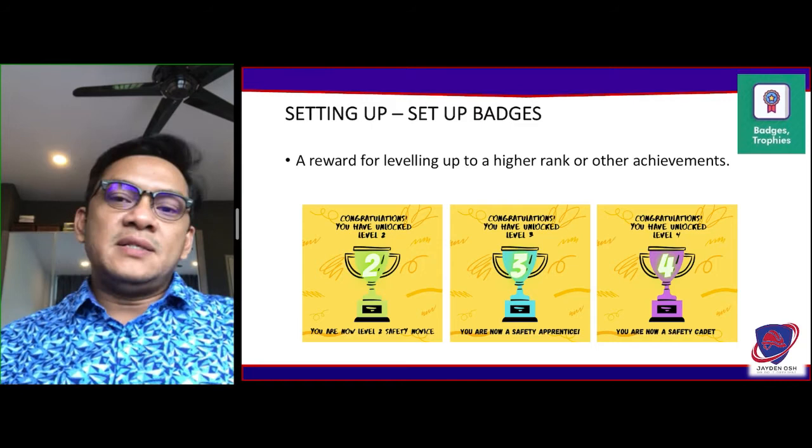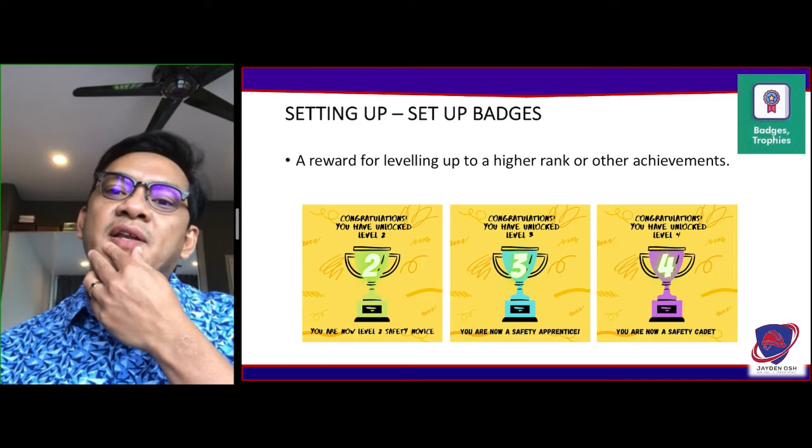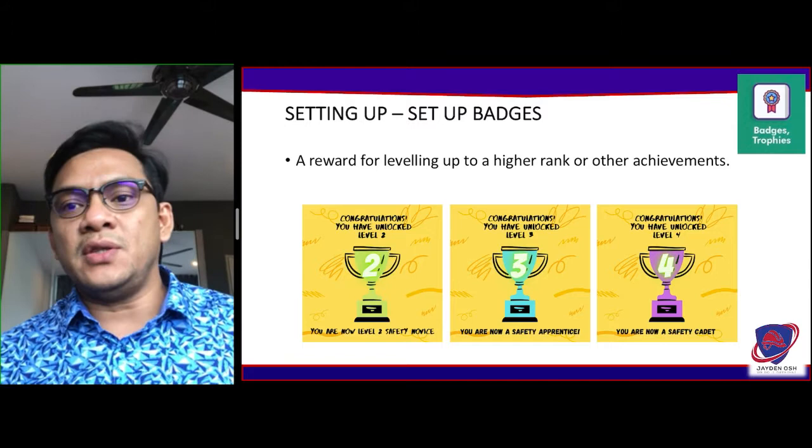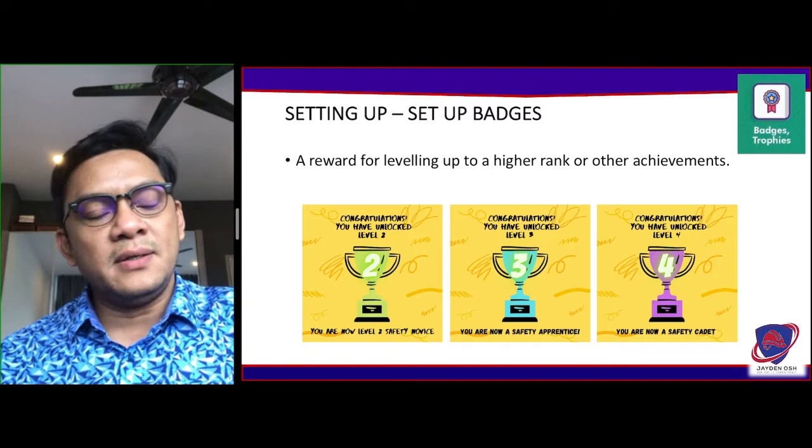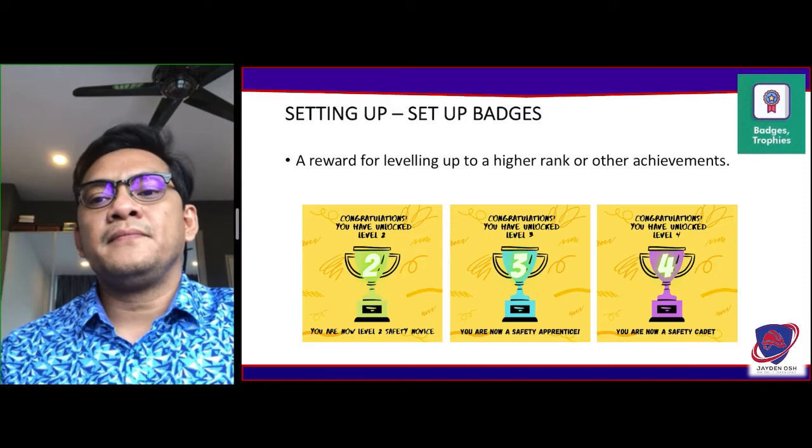You can call it badges, you can call it trophies, you can give it in a virtual form, you can give it in a physical form. It depends on your situation. So in this context, a badge is a reward for leveling up to a higher rank, or you can use it as a reward for other achievements. It depends on the design of your gamification program.